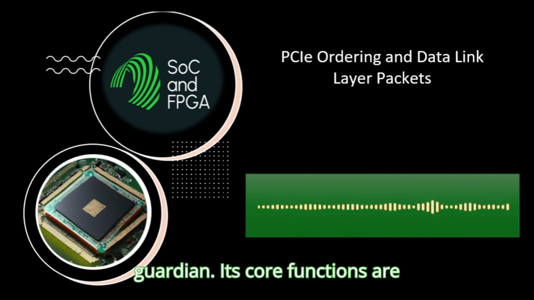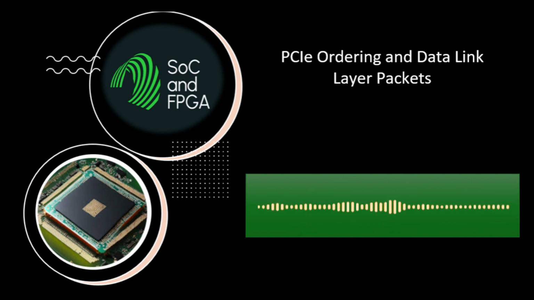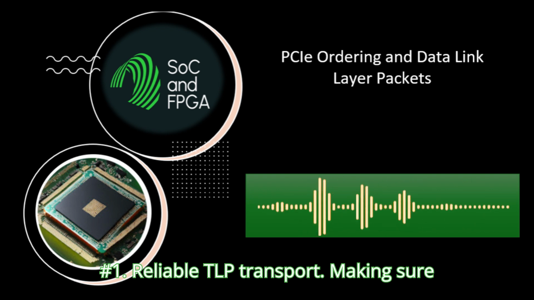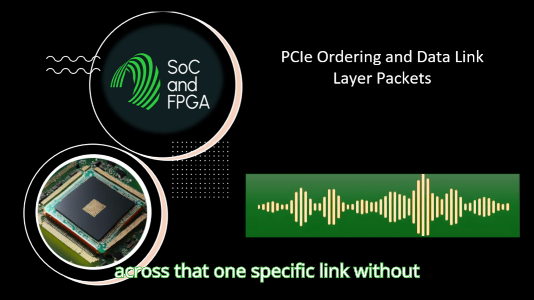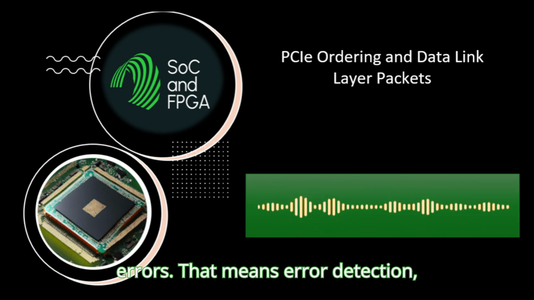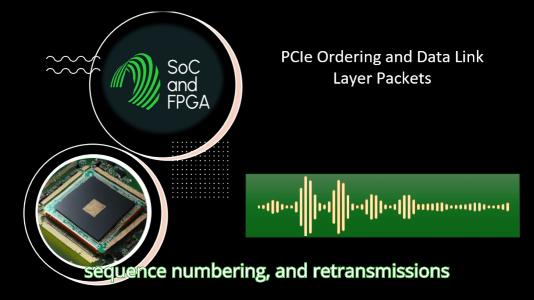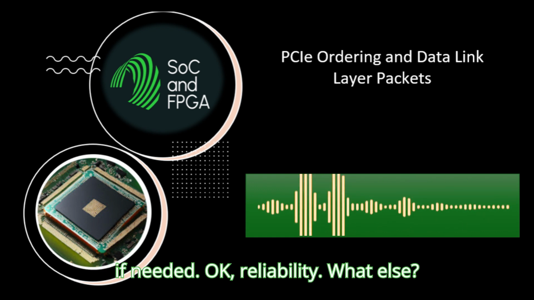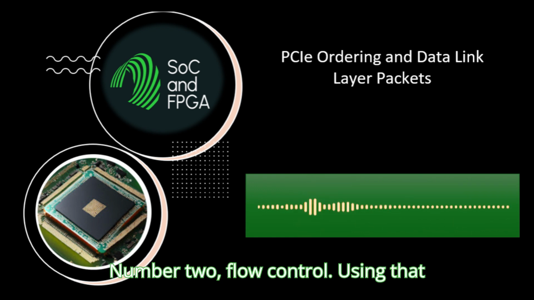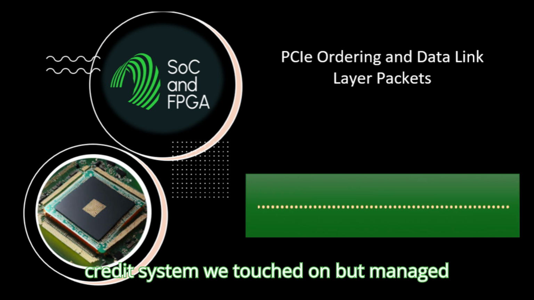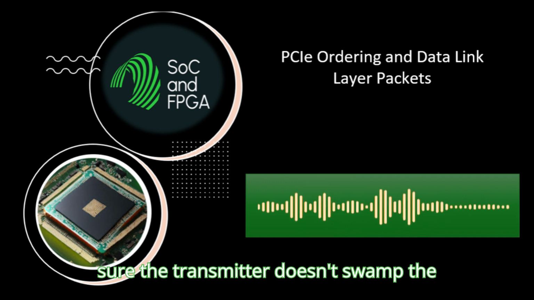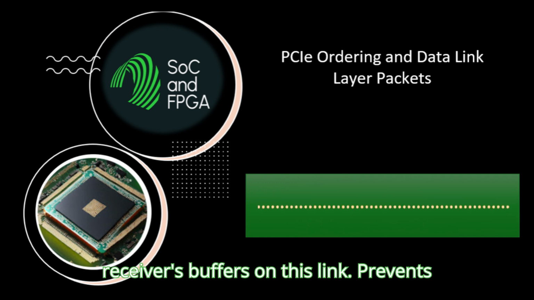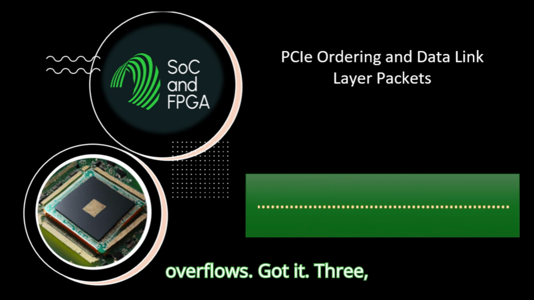Think of it as the link's guardian. Its core functions are, number one, reliable TLP transport, making sure the TLPs we just discussed actually get across that one specific link without errors. That means error detection, sequence numbering, and retransmissions if needed. Okay, reliability. What else? Number two, flow control. Using that credit system we touched on, but managed at the link level with DLLPs to make sure the transmitter doesn't swamp the receiver's buffers on this link. Prevents overflows. Got it.